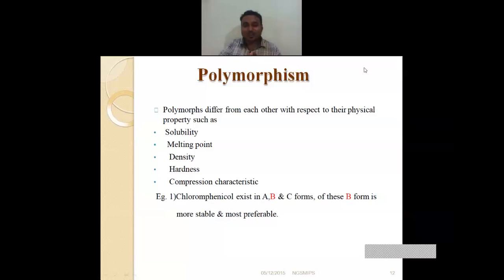If it shows different characteristics, it has different polymorphs, different sizes, different crystalline properties. Okay. So take the chloramphenicol example. Chloramphenicol has some number of types of polymorphs, three types.